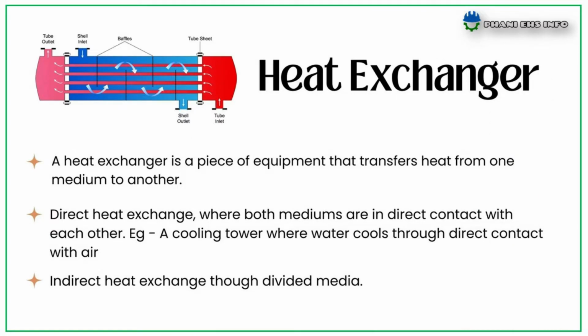Next, what is a heat exchanger? A heat exchanger is a piece of equipment that transfers heat from one medium to another. There are two main types of heat exchanger. One, direct heat exchange, where both mediums are in direct contact with each other, for example, a cooling tower where water cools through direct contact with air. Two, indirect heat exchange through divided media.